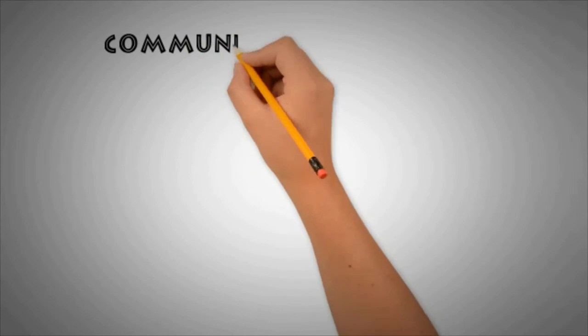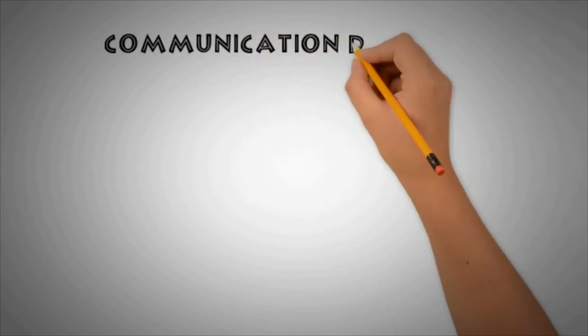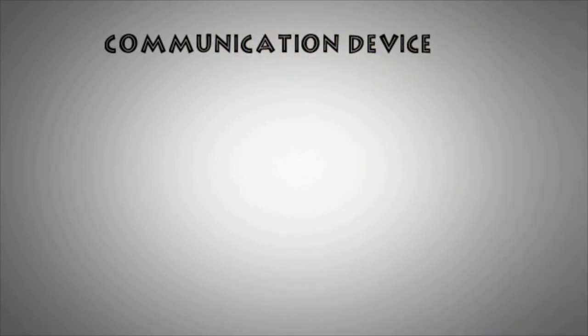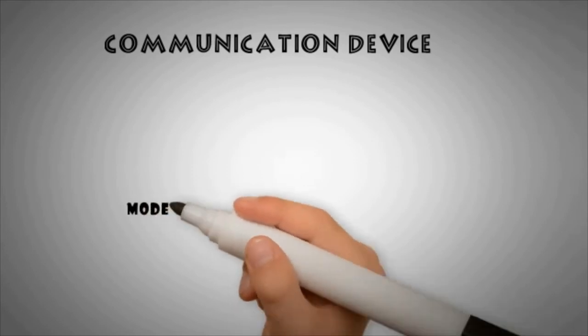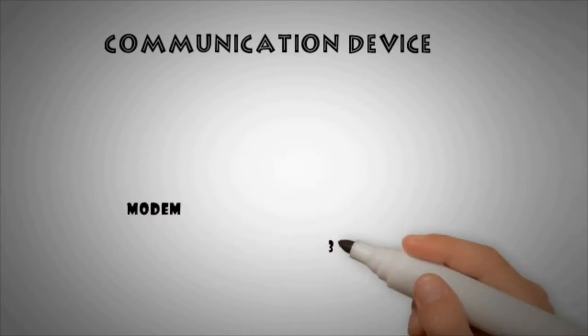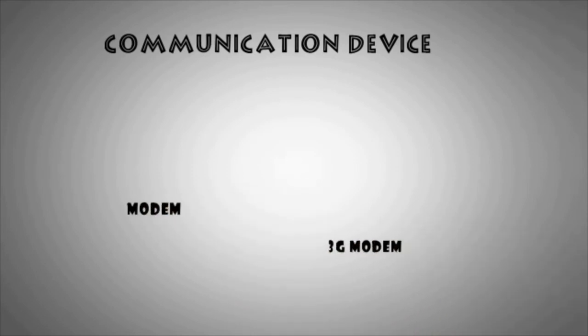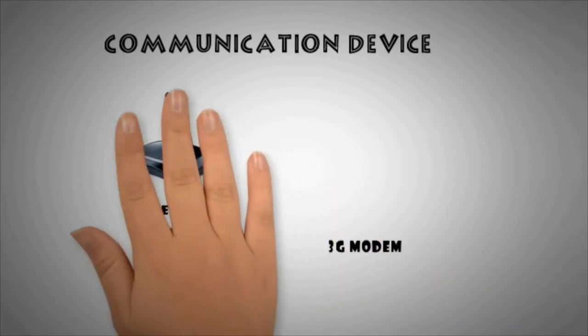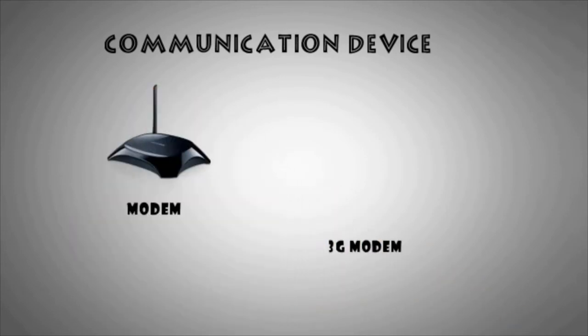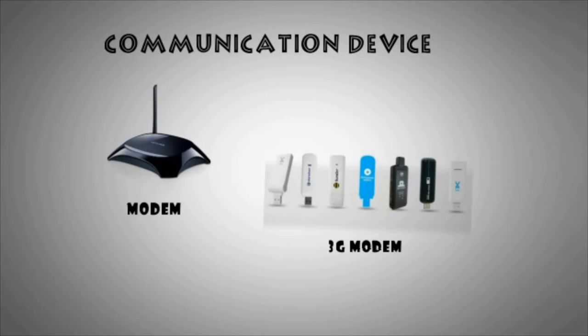Communication devices. Modem: modulator, demodulator. It transforms the digital signal of the computer to an analog signal to be transmitted through telephone lines. This is modulation. It also transforms the analog signal back to a digital signal for the computer that receives the signal. This is demodulation.